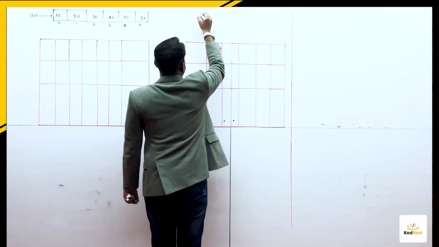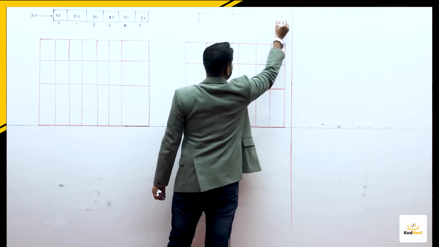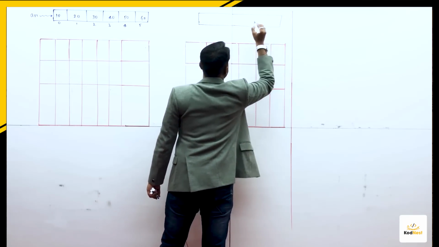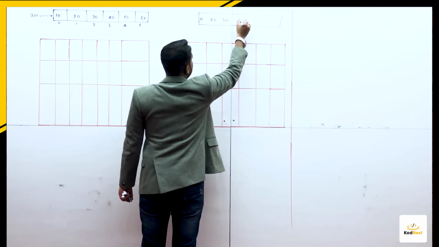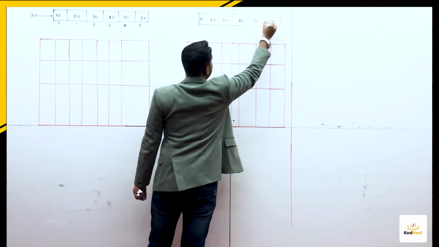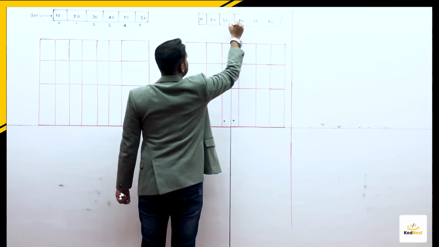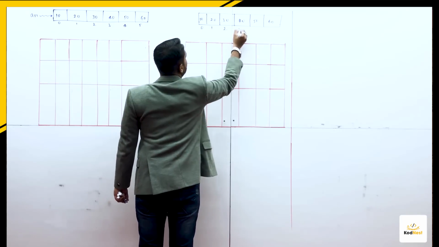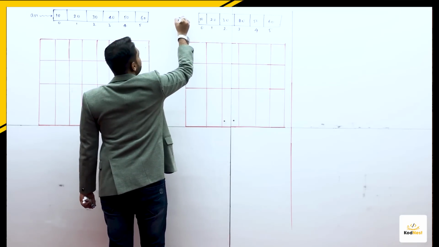Again I would rewrite the array, carefully watch it. I need it for the explanation purpose. The same array I am rewriting: 10, 20, 30, 40, 50 and 60, with indexes 0, 1, 2, 3, 4 and 5. This is the same array ARR.